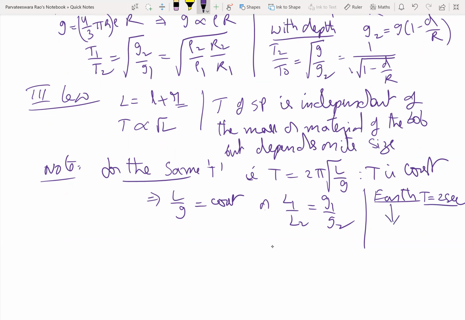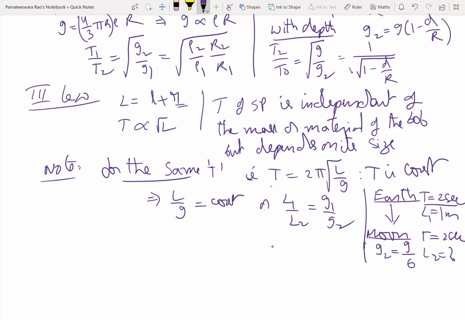Now, you have taken the pendulum to the moon. The acceleration due to gravity on the moon is 1/6. The length of the pendulum on the Earth is 1 meter. On the moon also, its time period should be 2 seconds. So what will be the length? Will it be the same or not?